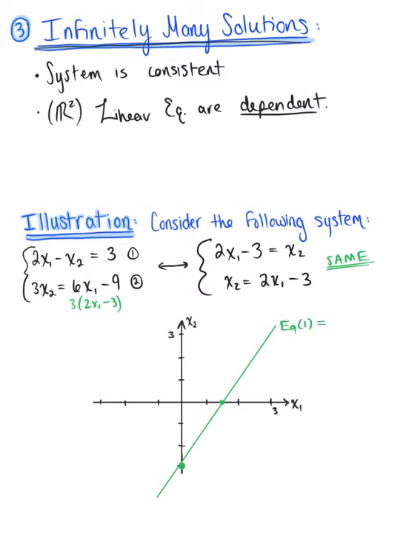So equation 1 is equal to equation 2. So we can see how these lines depend on each other. And we can see also how we have infinitely many solutions. And we say that we have infinitely many solutions because every point on the line is a solution point. So every ordered pair on the line is considered an intersection or a solution point.